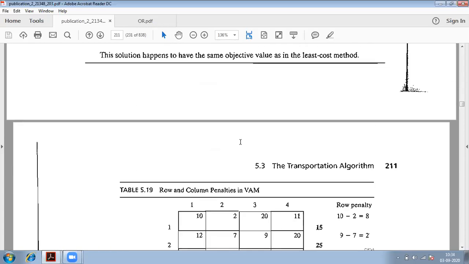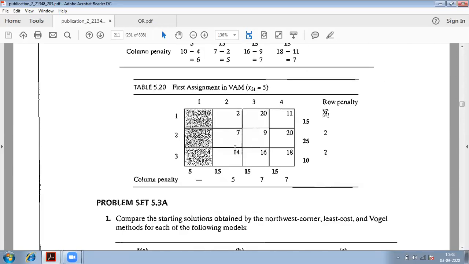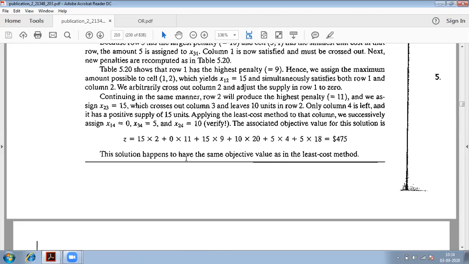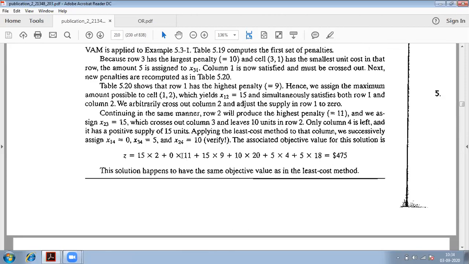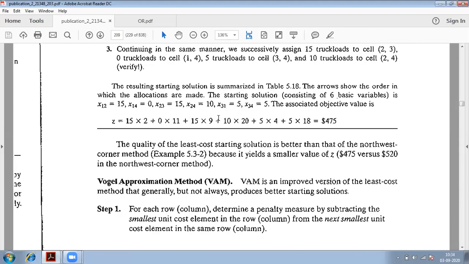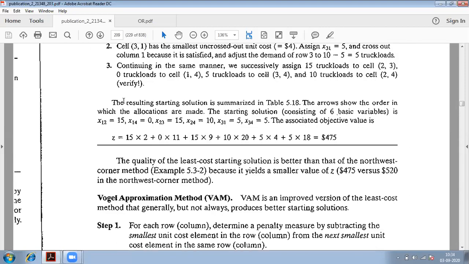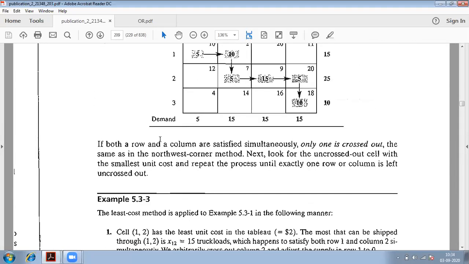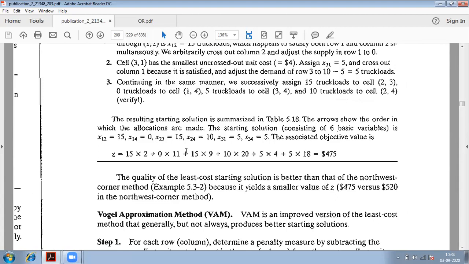first case, 0 into 11, all these things. This is $475, and this is also $475, whereas it is $520. So northwest corner is $520. Least cost method, it is $475. Vogel's approximation method, $475.